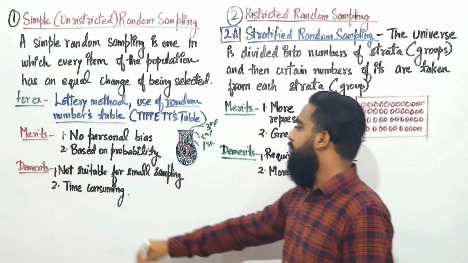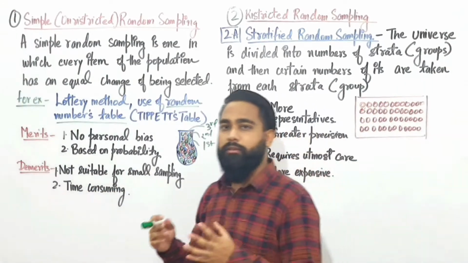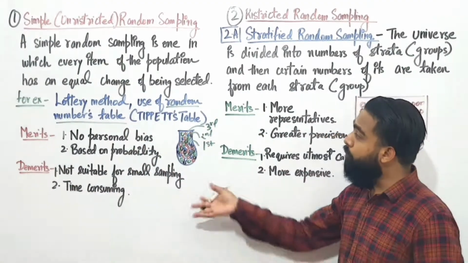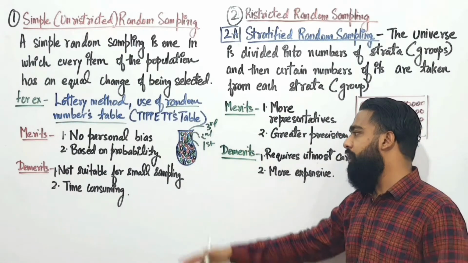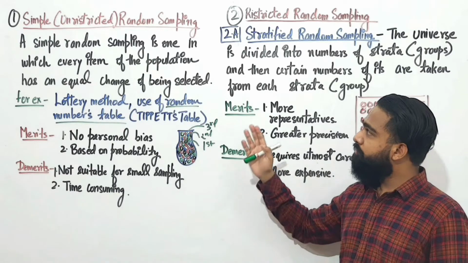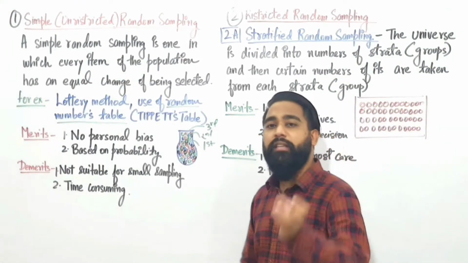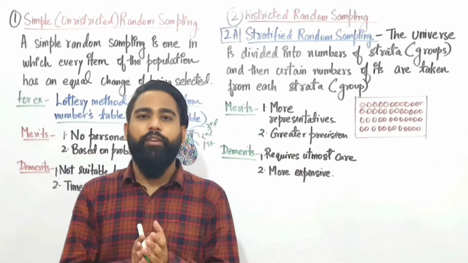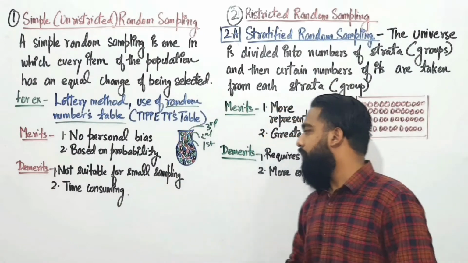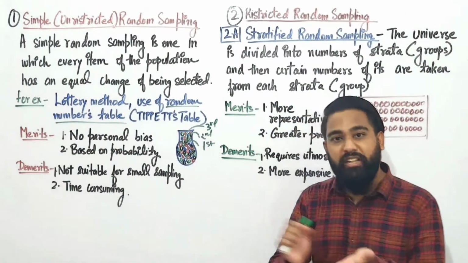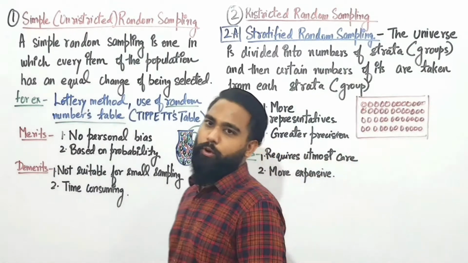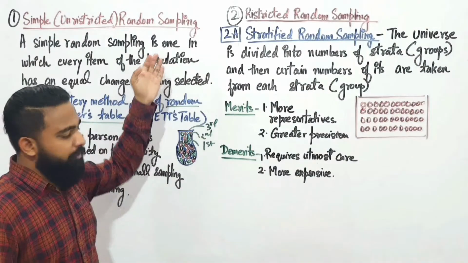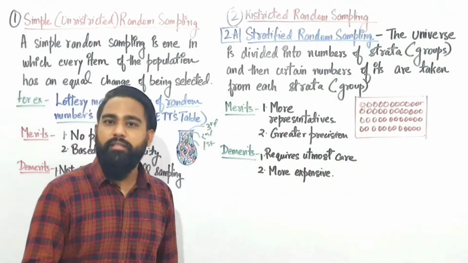Now, what is the demerit? It is not suitable for a small sample. Imagine there are only 5 people; you cannot use the lottery method or Tippett's table under simple random sampling where the sample is small or the number of items is small. It is also time consuming. You have to check each and every person, and that will consume lots of time.